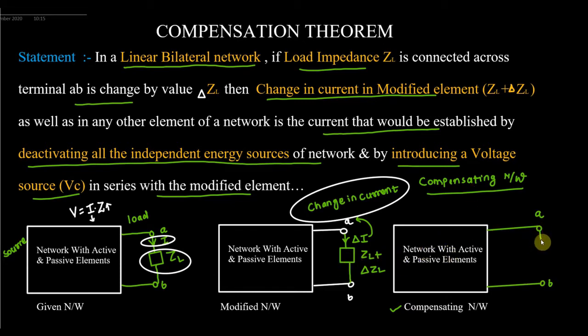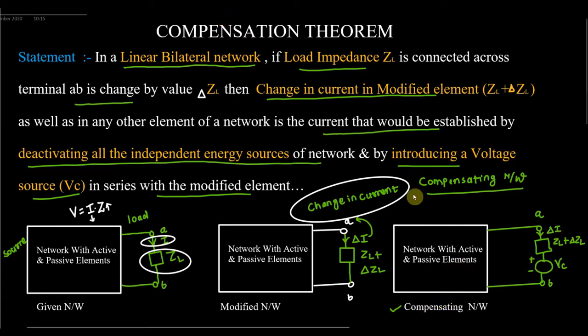Okay, so I will take this value as it is, and I will introduce one voltage source here. Plus minus, and that voltage source is called VC. VC means compensating voltage source. This value is ZL plus delta ZL, that is, we have changed it. And what will be the value of current? This value of current is delta I. So now just solve this compensating network and you can find out the value of delta I. What is delta I? It is called the change in current.